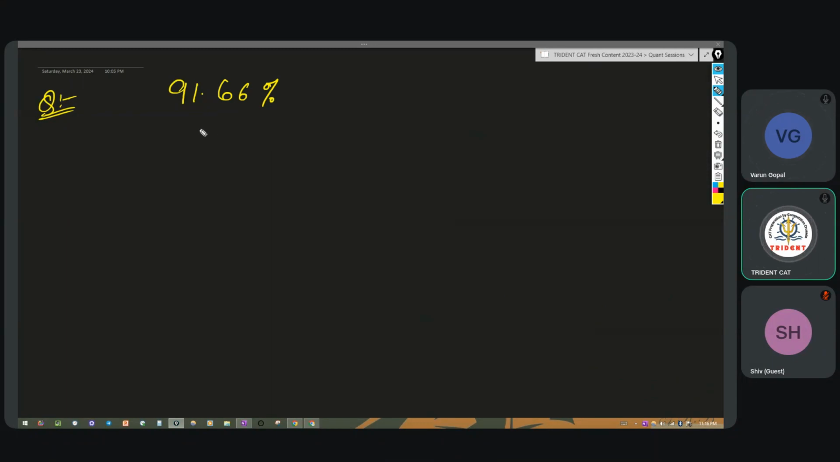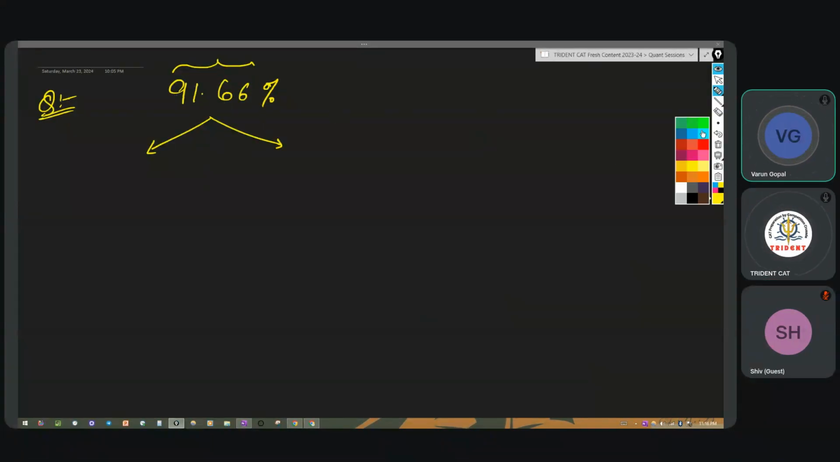91.66%. Now, first of all, obviously, I have given you the idea. You will bifurcate it, but find the peculiarity in the number itself. The number itself is quite peculiar. So, what is the peculiarity? 100 minus something. Now, 8.33.